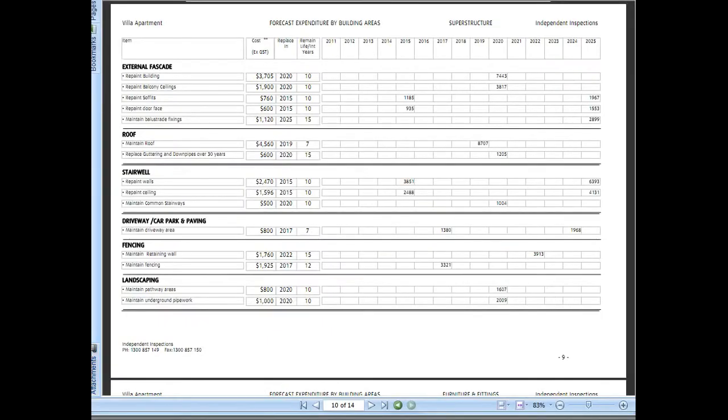Okay, so when we were looking at that building earlier on, we can see where we've cut them into little sections to make that nice and easy. So we're going to say external facade, repainting the building. Now we've said it's got an effective life of 10 years, so we'll paint that in 10 years. So we're looking at repainting the building and also balcony ceilings.